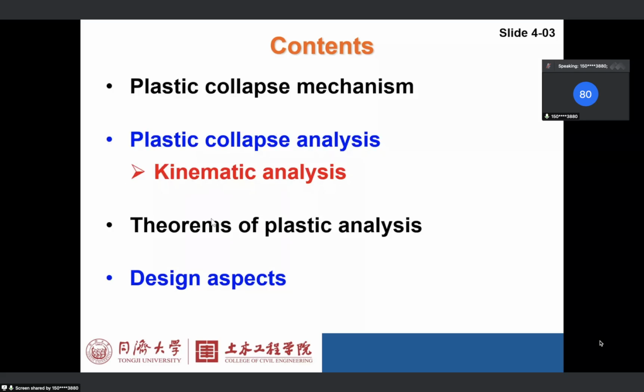So in the first half of today's lecture, we would further discuss plastic collapse mechanisms. These are typical mechanisms. And then we use kinematic analysis to deal with some further problems. And then we will introduce some theorems of plastic analysis. And finally, we will quickly go through some design aspects.